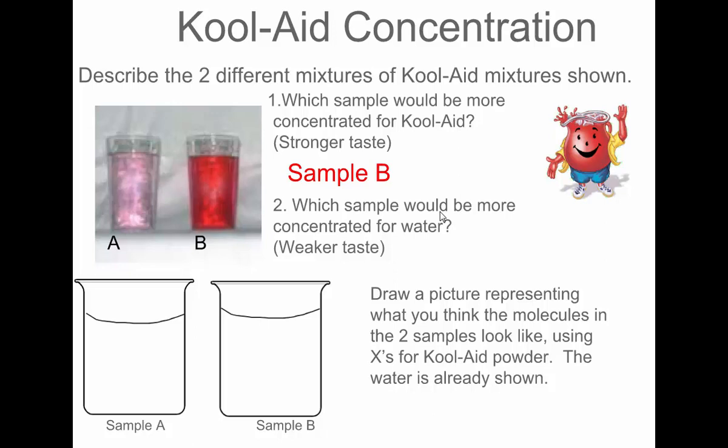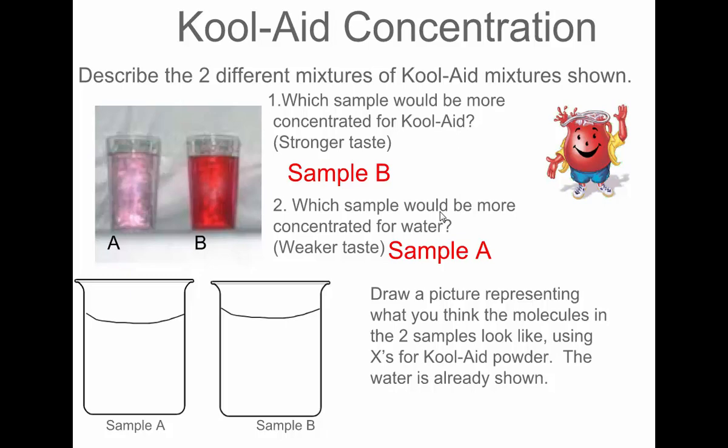So when we say a higher concentration, we mean it has more Kool-Aid molecules in the same amount of water. Obviously, A has less Kool-Aid, which has a higher concentration of water. So B has a higher concentration of Kool-Aid. Maybe it's 95% water and 5% Kool-Aid mix. A is probably like 99% water and 1% Kool-Aid mix. So A has a higher concentration of water, B has a higher concentration of Kool-Aid.